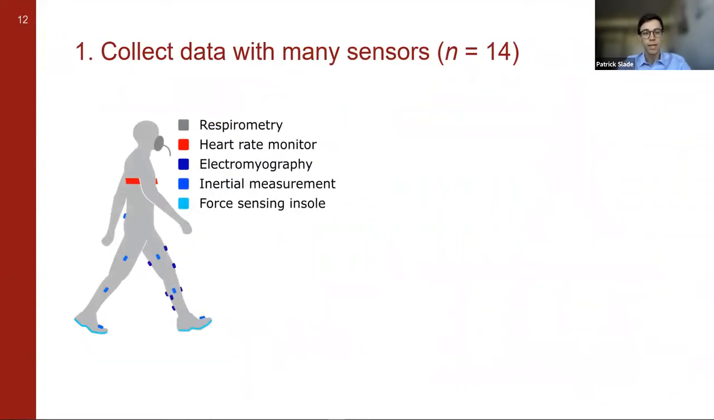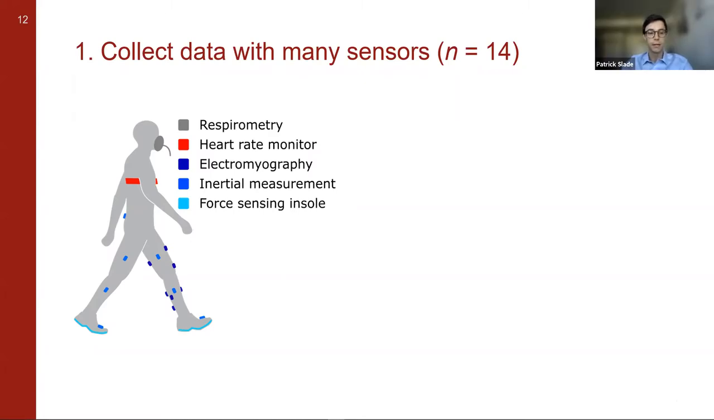So first we collected data with many sensors. We had 14 participants where we strapped on all these sensors. So we used respirometry, which was that mask that we just talked about, getting our ground truth energy expenditure measure. And then we collected four different wearable sensors: heart rate, electromyography, inertial measurements, and force sensing insoles.